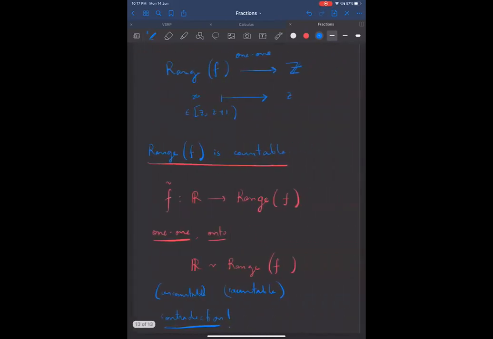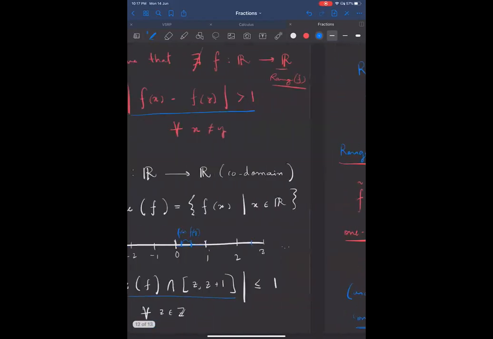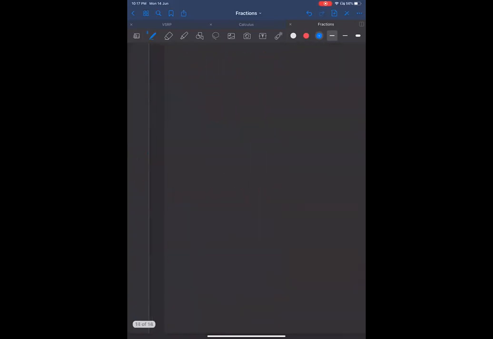Right. Okay. So I think you are not very comfortable with this part, restricting a function to its range. This is a very important theory. So let's discuss this.